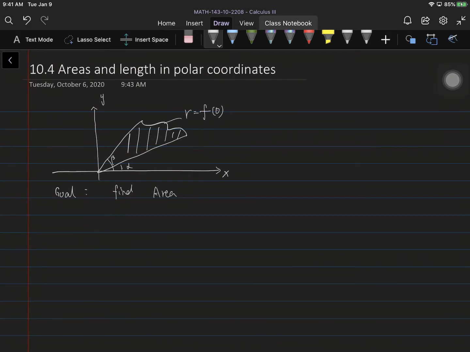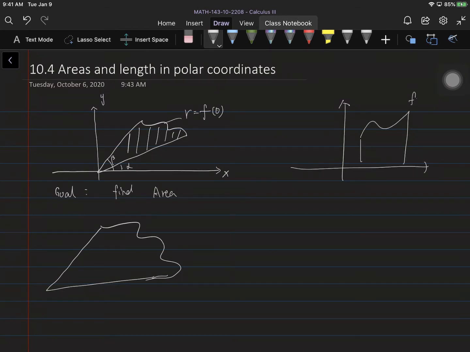Same as before, when you learn the integral, when we calculate the area under a function from a to b, we say this is the integral from a to b of f(x) dx. That's the area, right? How do you find this one? In calculus 1, we did it this way.